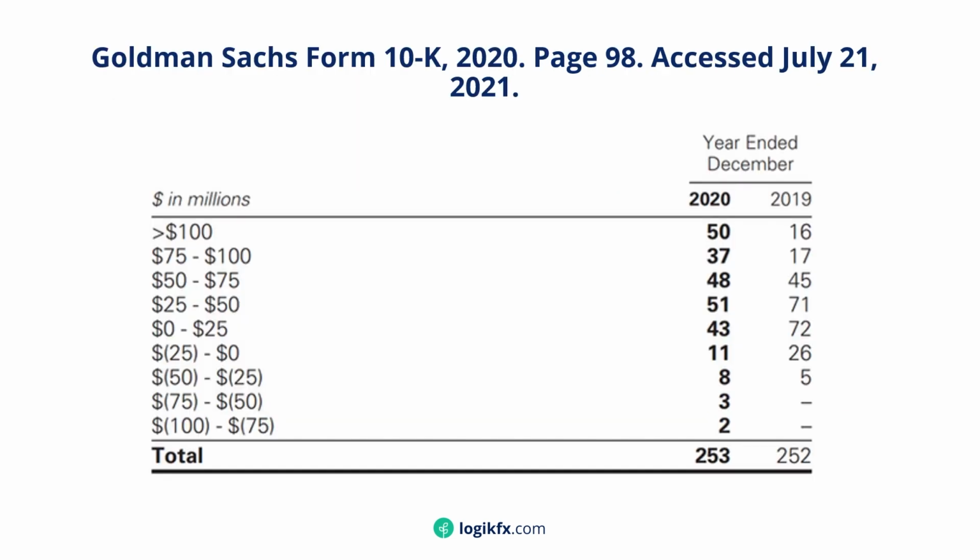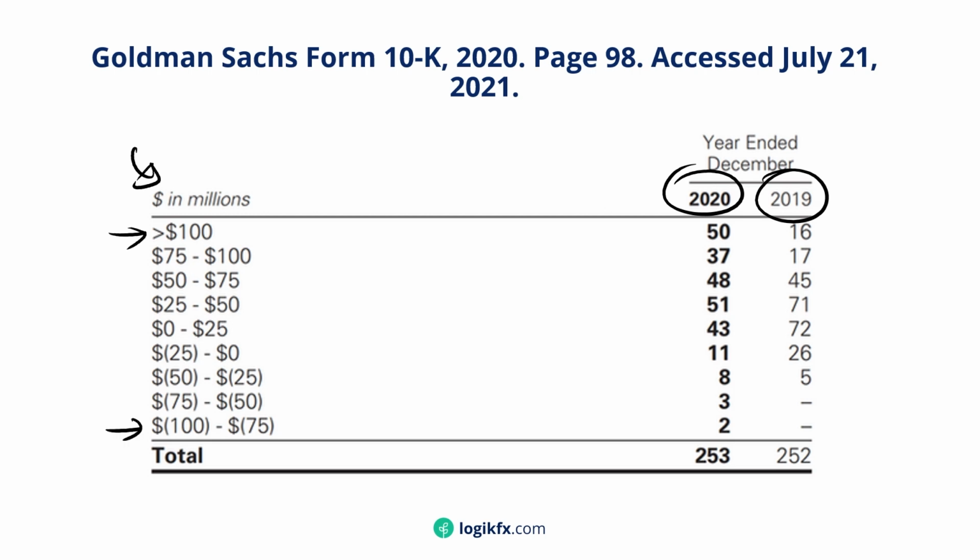Just take a look at this. This is a snapshot of Goldman's macro trading profits found on page 98 of their Form 10K. Now, Form 10K is just a financial performance report that the US publicly traded companies have to publish to abide by the SEC rules. Now, in summary, this table here, what's it showing us? Well, it's showing us the returns for 2020 and 2019 and the amount they've made here.